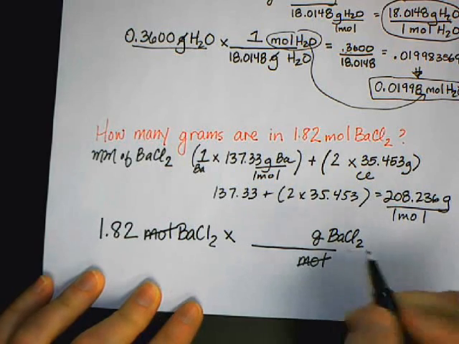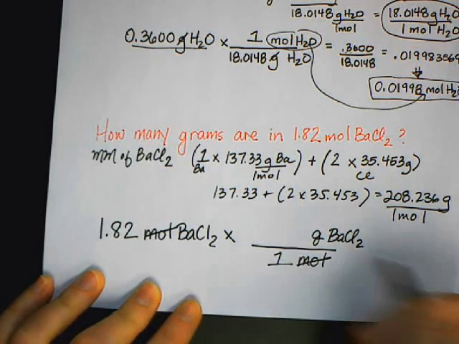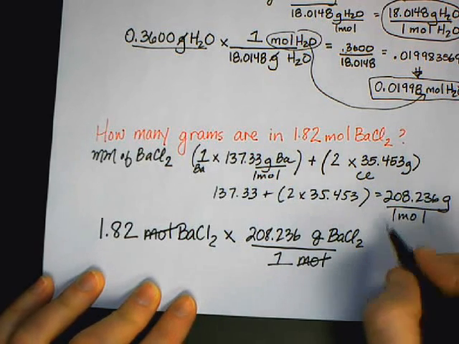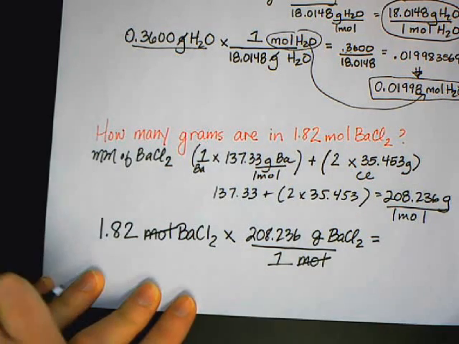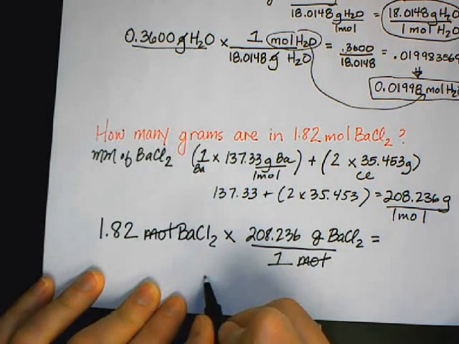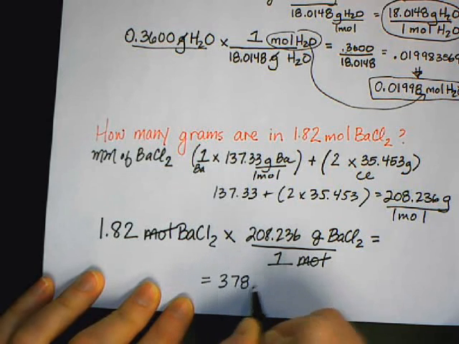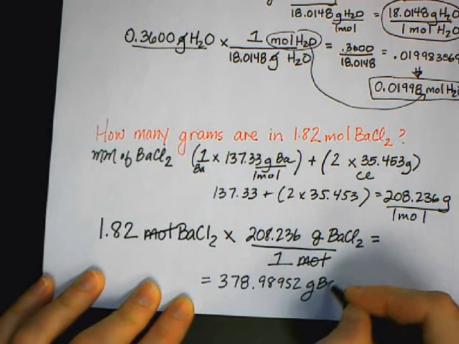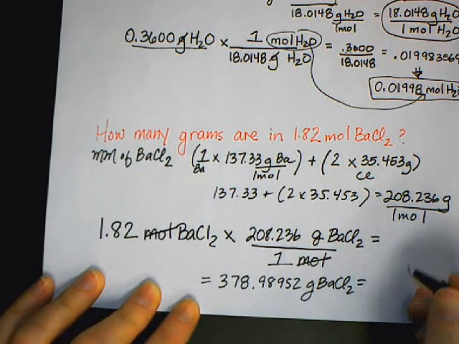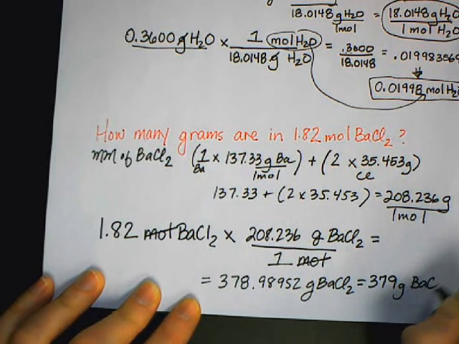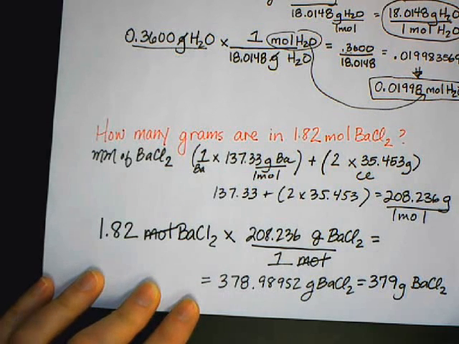So if we put that in our calculator, the answer is 378.98952 grams barium chloride. But we know we need to do the chemistry on this. Let's do significant figures. So this will be 379 grams of barium chloride. Hopefully this is just review. The only thing that we added to this was using molar mass of compounds. But the pattern is the same when you go from grams to moles or moles to grams.